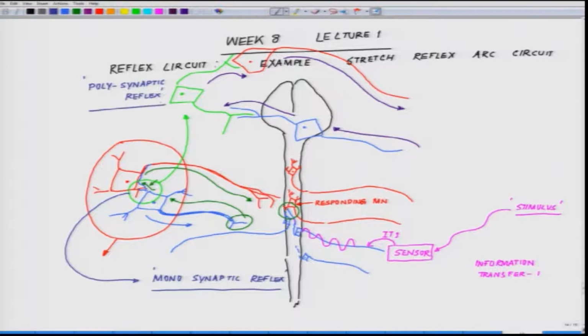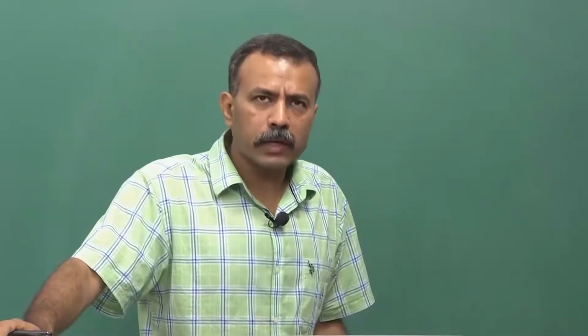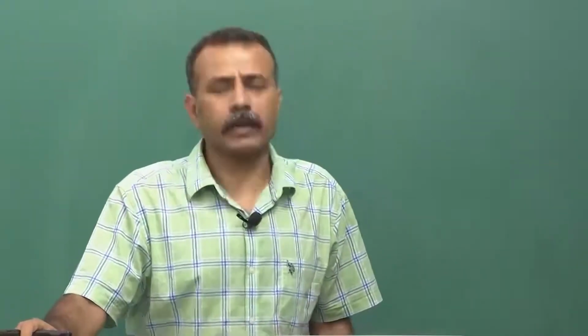Okay. These are the two possibilities, a polysynaptic reflex and a monosynaptic reflex, and you can further make it complex in that you may have two interneurons processing. There are several possibilities which may emerge out of this situation. So these are some of the very simplistic reflex circuits that we have.